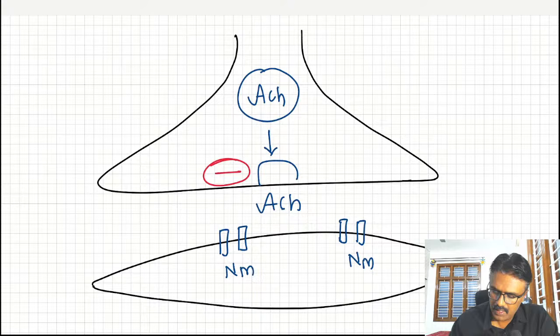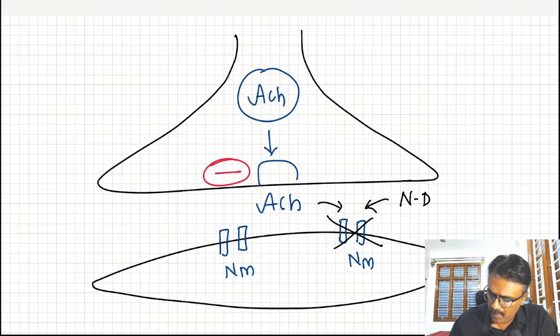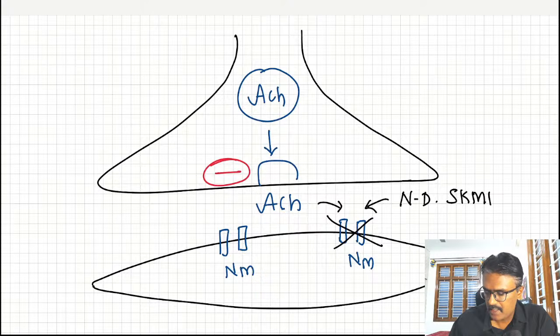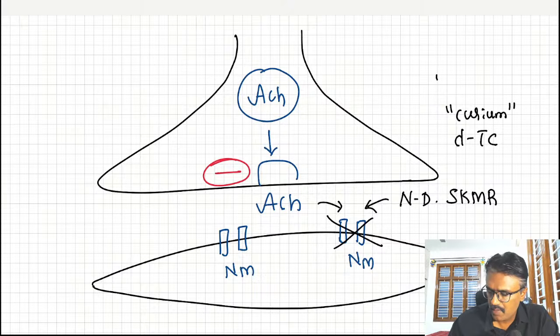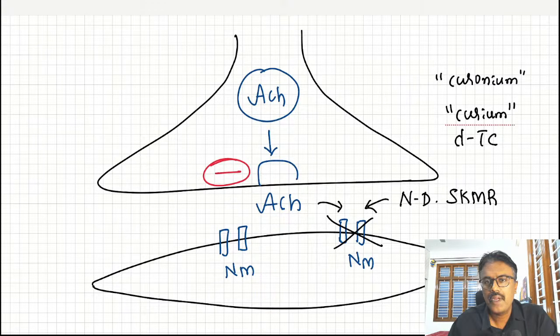Now what are the drugs which competitively block acetylcholine? They are called non-depolarizing skeletal muscle relaxants. What are the names? D-tubocurarine, or their names end with curium, or their names end with curonium. So these drugs competitively block acetylcholine.